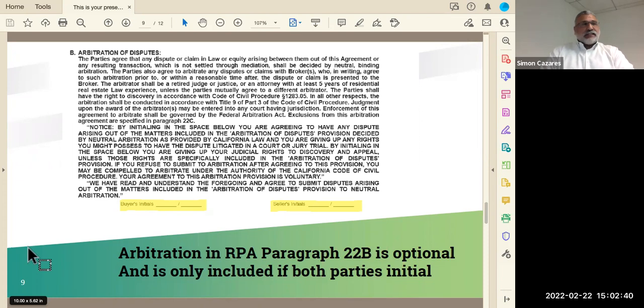Now, does the buyer have to arbitrate this? No. Does the seller have to arbitrate this? No. It has to be mutually agreed. And if one doesn't agree, then the other one doesn't have to agree as well. It should be signed and executed.